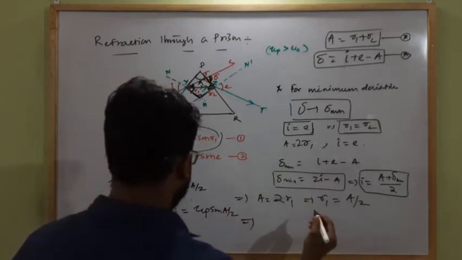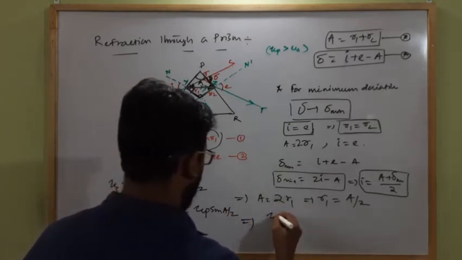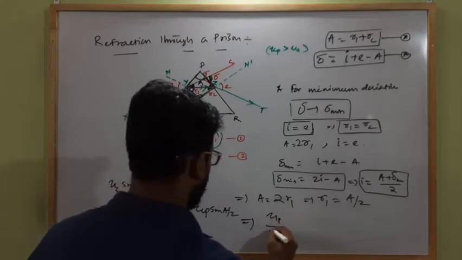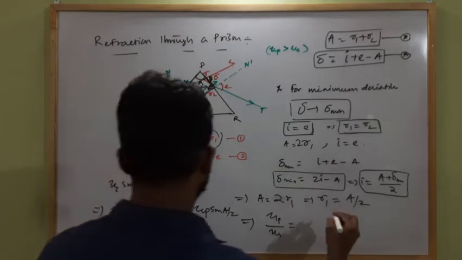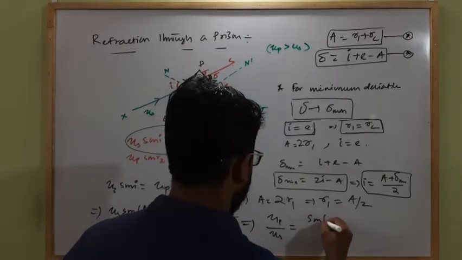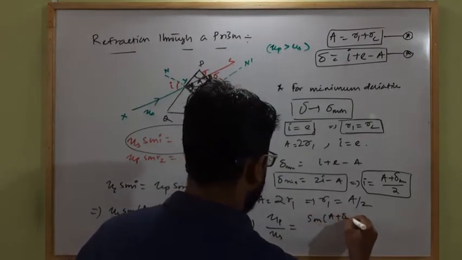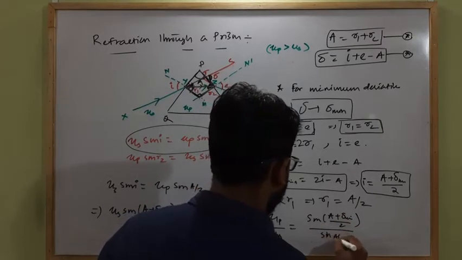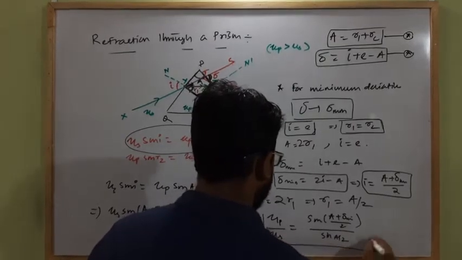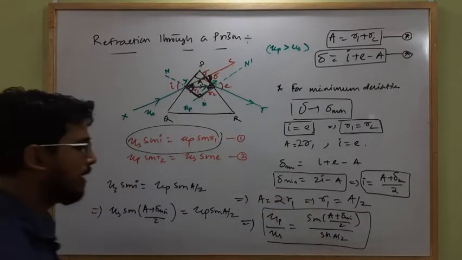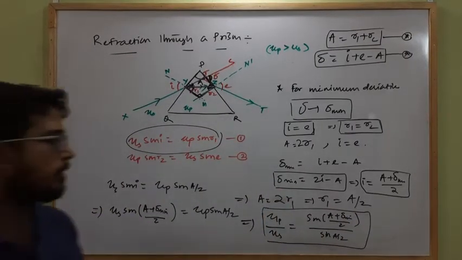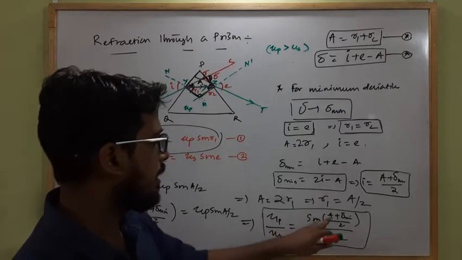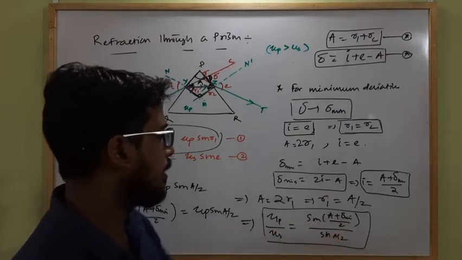So this implies we will get what? The refractive index of the prism with respect to the refractive index of the surrounding equals how much? Sine of (A plus delta minimum) by 2 divided by sine A by 2. Clear? So this is the refractive index of the prism with respect to the surrounding: sine of (A plus delta minimum) by 2 divided by sine A by 2.